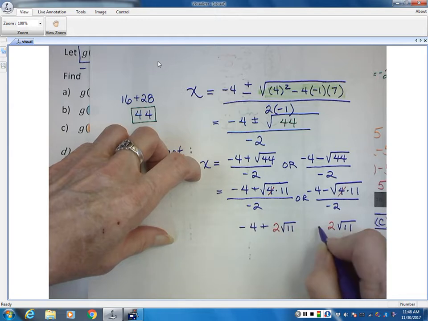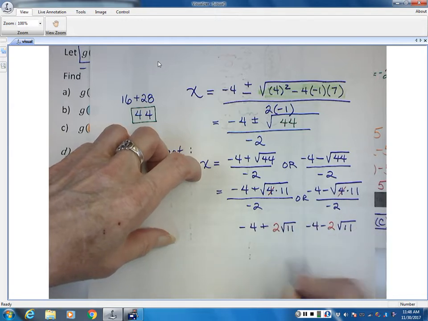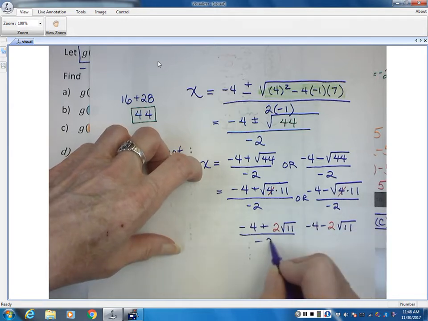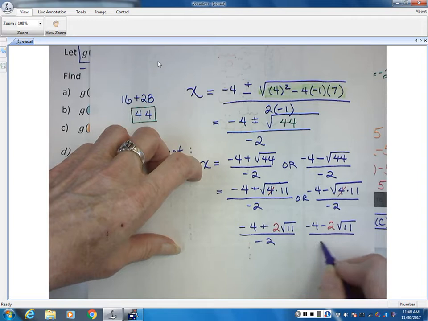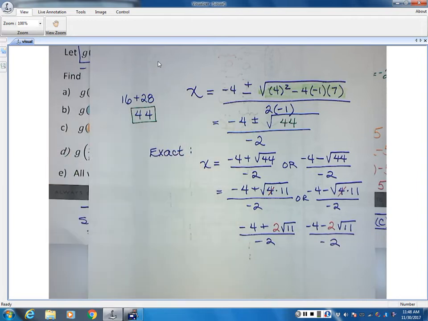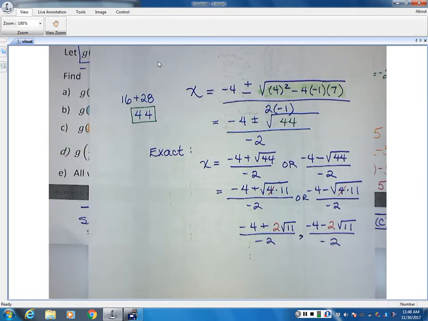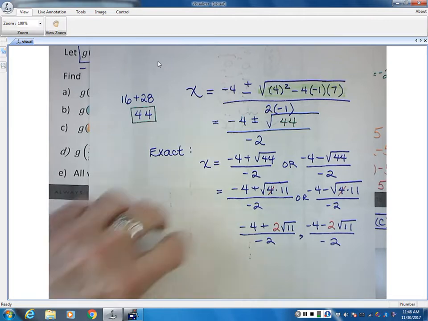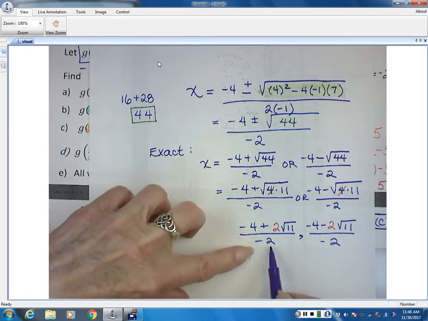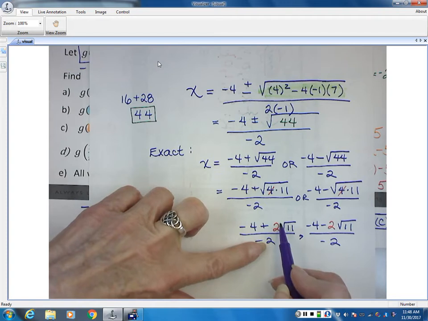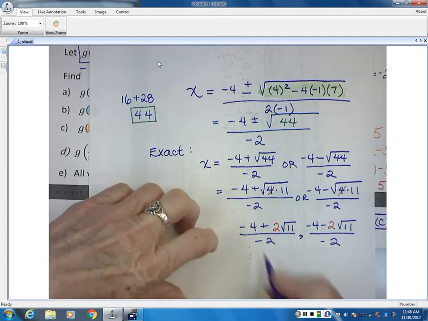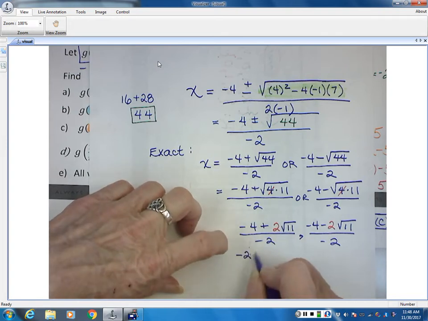Now this is called simplifying the radical. So there's your 2 answers, but it's still not completely simplified. Much as you want to think it is, and I want to think it is, it's still not completely simplified. Because this -2 will divide into both -4 and +2. So you're going to have to factor out a -2 in the numerator.